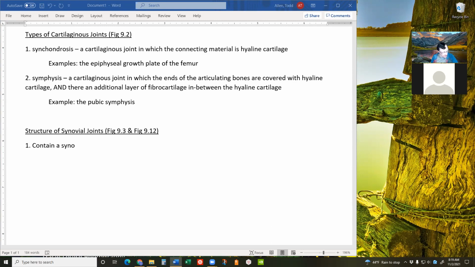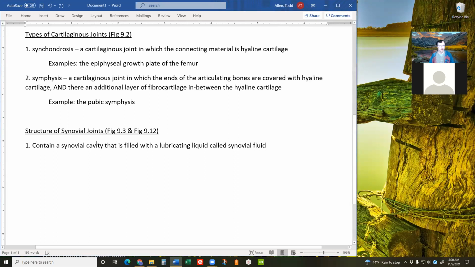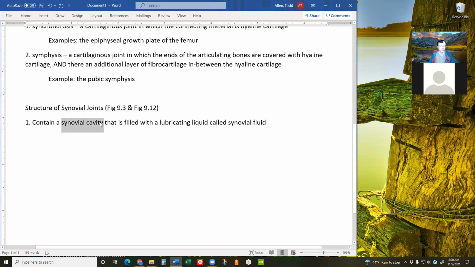Great. Seeing some correct answers come right up. I appreciate you following along, folks. Thank you. You're absolutely right. It is yellow. So that's what we're talking about when we're talking about the synovial cavity. Good job. So synovial joints contain a synovial cavity that is filled with a lubricating liquid called synovial fluid. There's some catchphrases here: synovial cavity, synovial fluid.